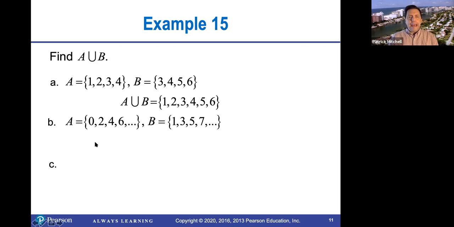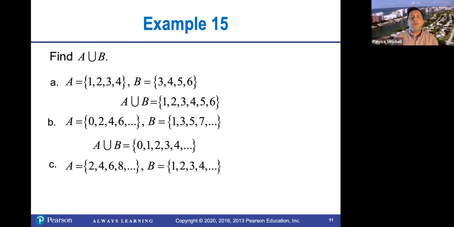All right, if A is the set 0, 2, 4, 6, etc., and B is the set 1, 3, 5, 7, etc., the union of those two sets, the numbers that belong to either set or both, would be all whole numbers, right? Remember, this was even whole numbers, this was odd whole numbers, so the union would be all whole numbers.